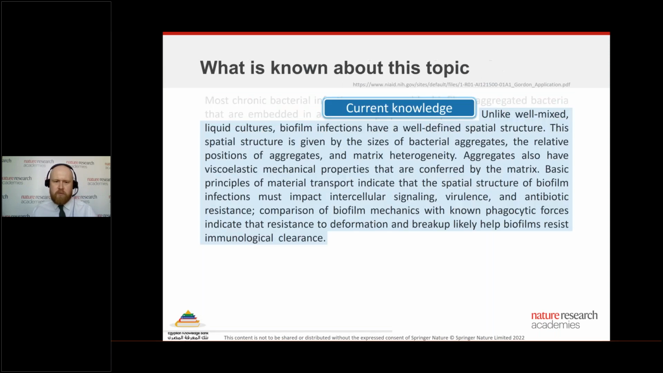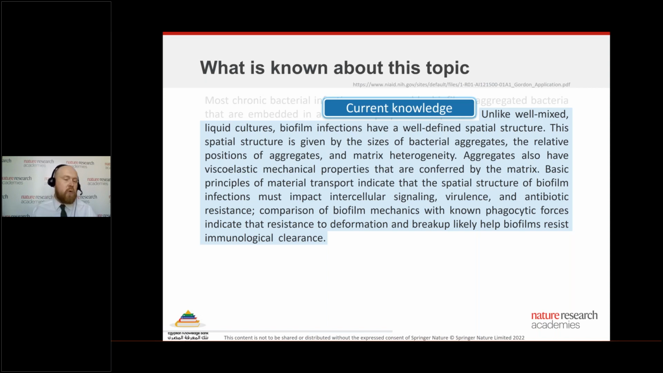We then go on to establish current knowledge within the research topic. Unlike well-mixed liquid cultures, biofilm infections have a well-defined spatial structure. This spatial structure is given by the sizes of bacterial aggregates, etc. Okay, so explaining and guiding the reviewer through the current knowledge within the field.